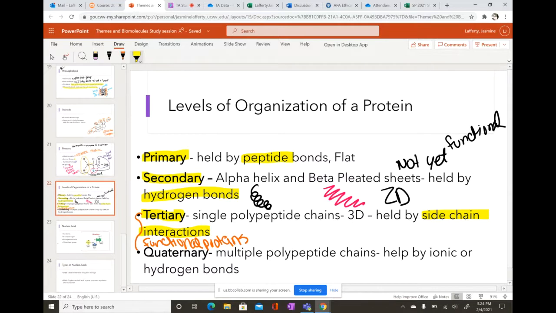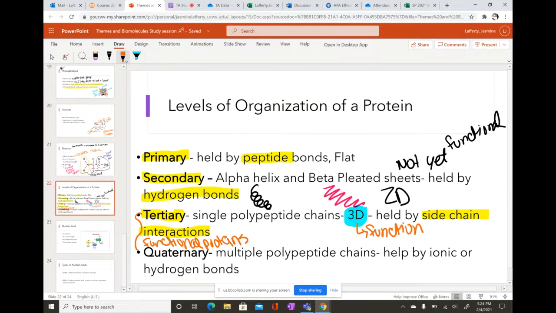Don't mean to offend any of the Terrys out there, but it works. I promise it works, okay? Terry is a side chick. So tertiary is held together by side chain interactions, and this is the first level of 3D, which means this is where it begins to add function.